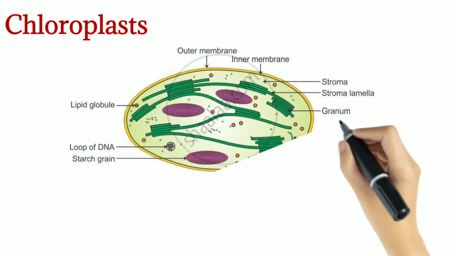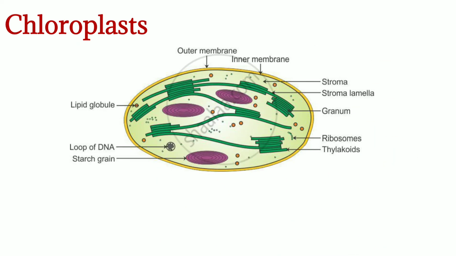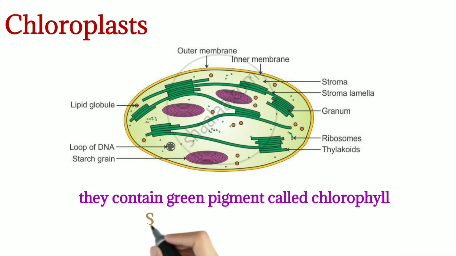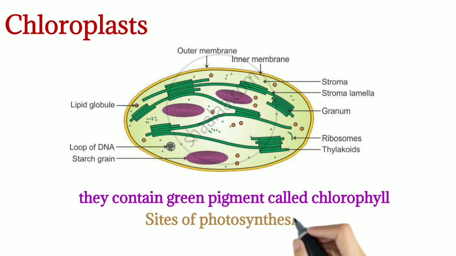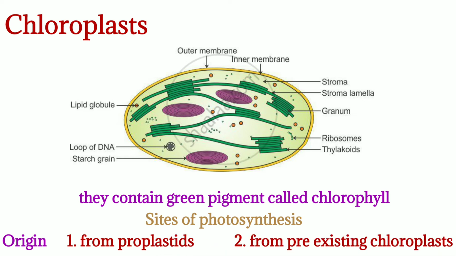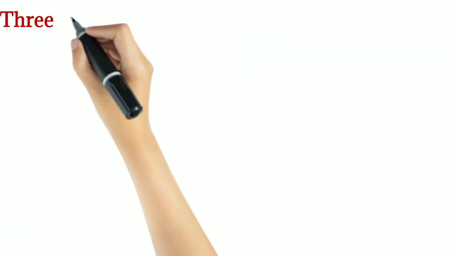Now let's learn clearly about chloroplasts. This is the structure of the chloroplast. Chloroplasts contain the green pigment called chlorophyll. These are the sites of photosynthesis. The origin of chloroplasts. Again, there are two views about the origin of chloroplasts. The first is from proplastids and the second view is from pre-existing chloroplasts. Chloroplasts have three main parts. They include membranes, stroma and grana.